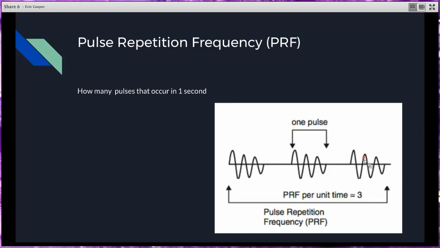So a pulse repetition frequency is going to be measured just like our other frequency. It's going to be measured in hertz. And that's how many of these things can pass within a second. In this case, pulses. All right. Hopefully those all make sense. We're going to launch into some equations now.